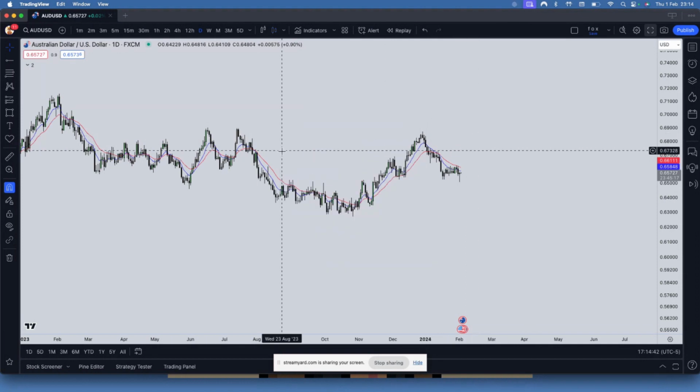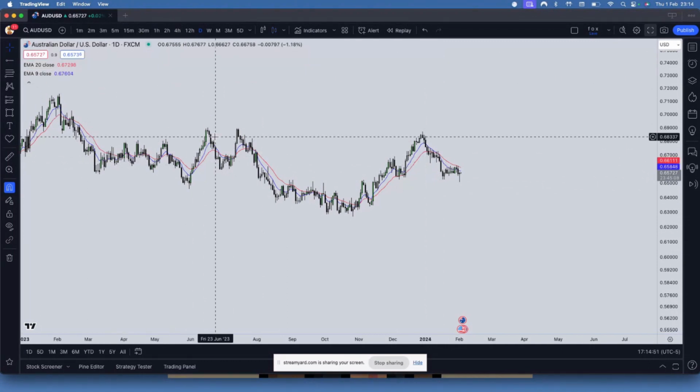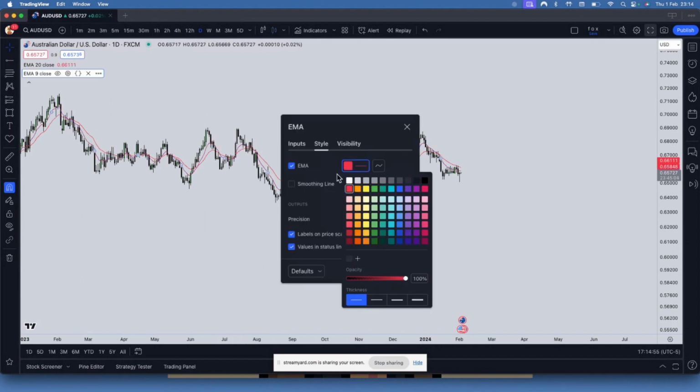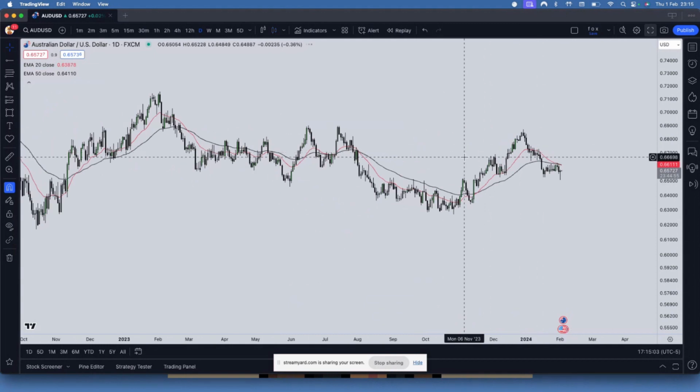And if they cross up, so 20 above 50, that usually means more bullishness, and then if they cross down, that typically means more bearishness. Let's go. So I need the 20 EMA and the 50 EMA. I'll make this one black. I'm going to make that my 50. And this is basically, I'll explain to you the play, but it starts here with this.